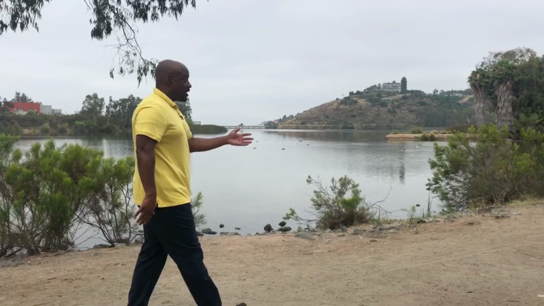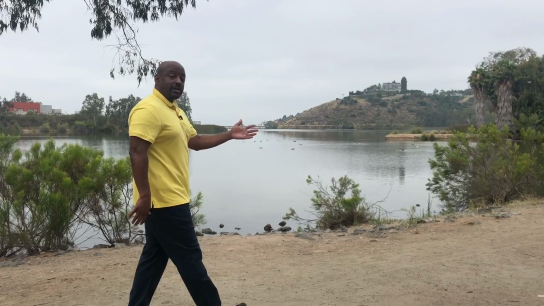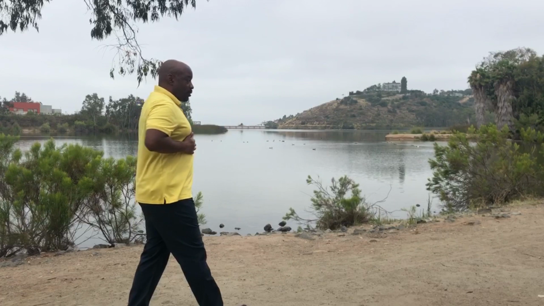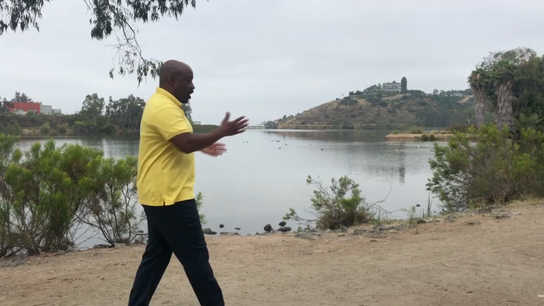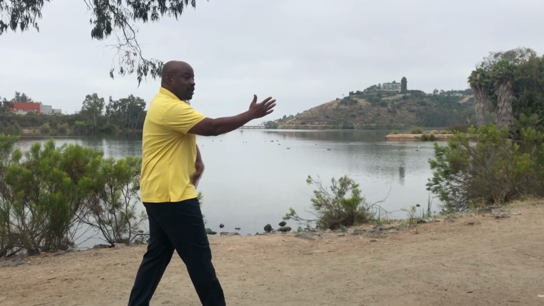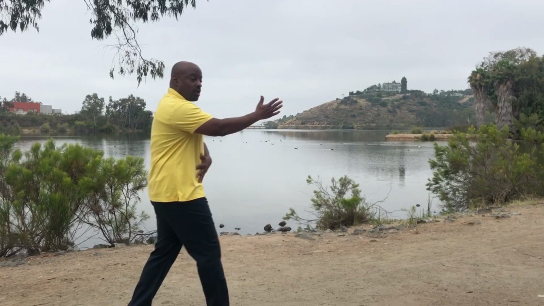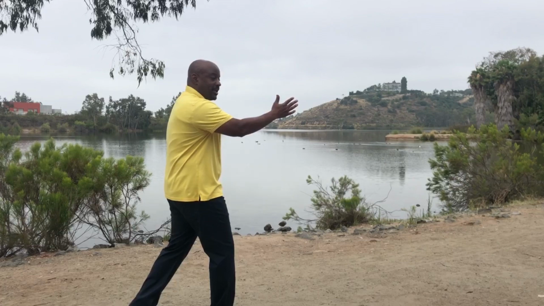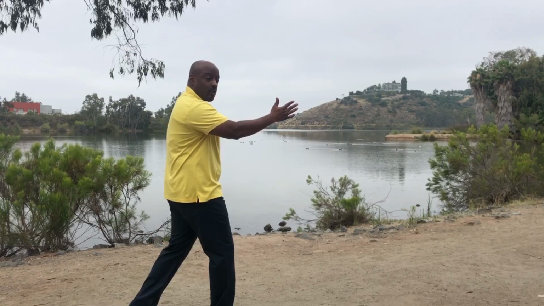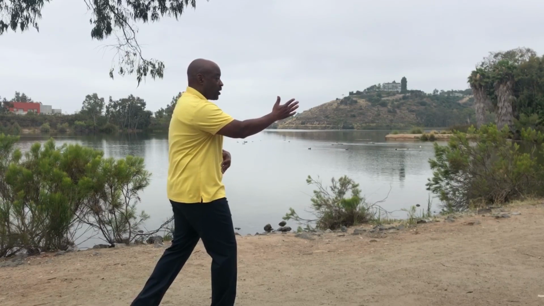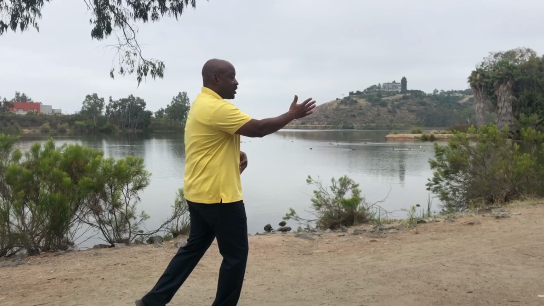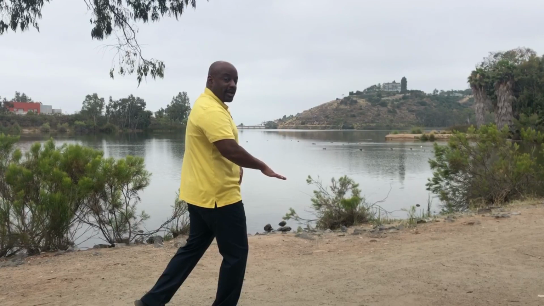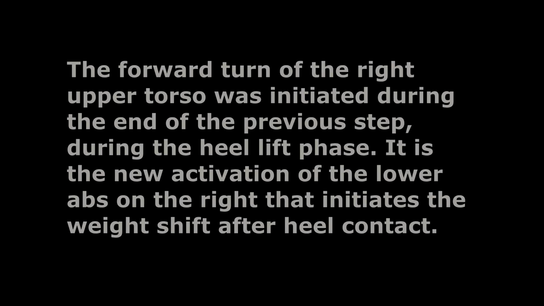Following initial contact of the heel, we get loading response. During loading response, I'm going to turn my upper torso forward on the right. I'm going to tuck my lower torso on the right, engaging those lower abs, and I'm lifting my left hip, or flexing my left hip forward. That's going to shift my weight all over my right leg and lower my forefoot in a controlled fashion.